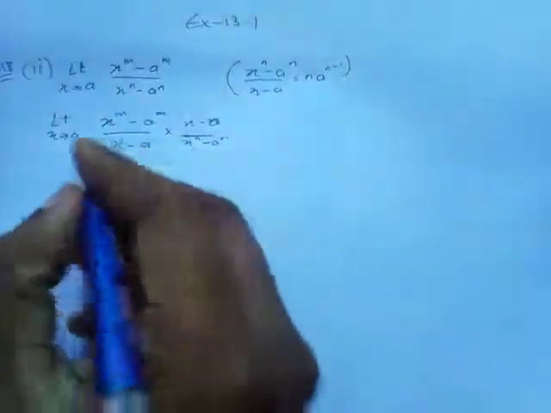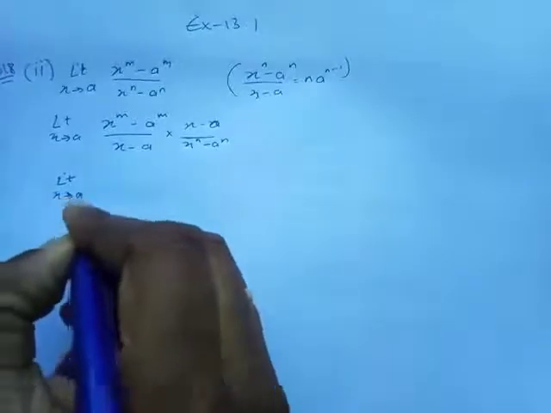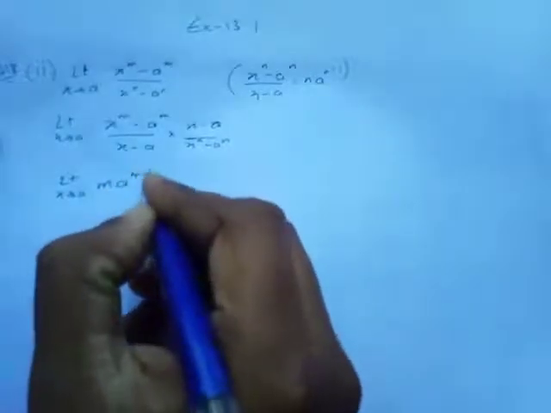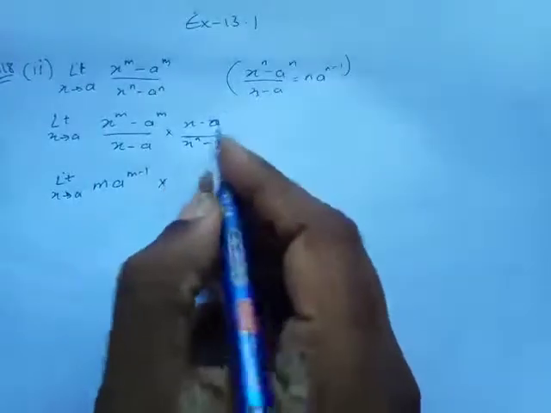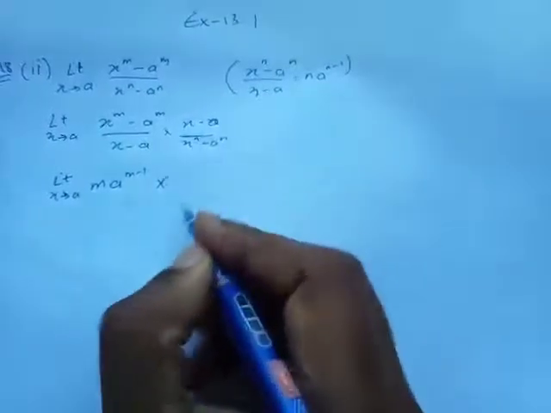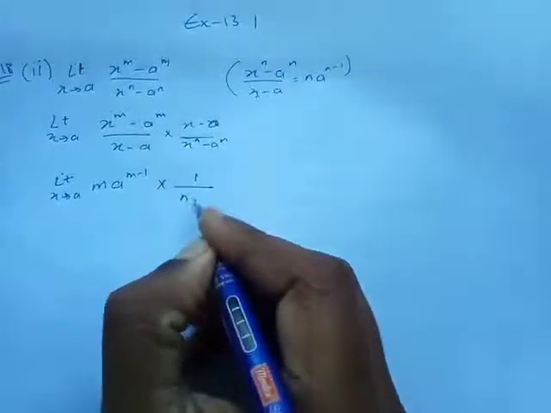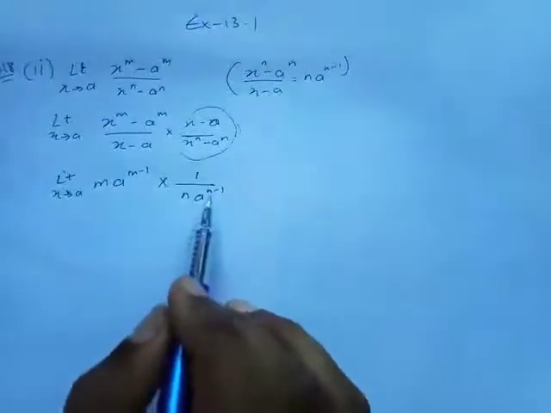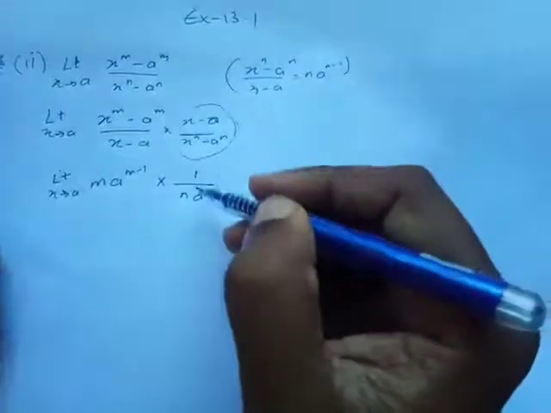Okay, now see, limit x tends to a, this is going to become m a to the power m minus 1. Do you all agree? And this, if I take the reciprocal, what will happen? If I take the reciprocal, this is going to become another formula, that is 1 upon n a to the power n minus 1. So this is how it's going to come. If I take the reciprocal of this and bring it into the formula, then I'll get this.